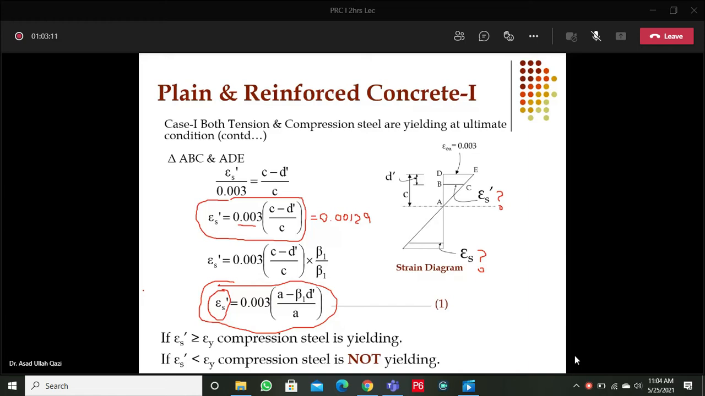Develop the habit of drawing the strain diagram and then deriving your equation quickly, because if you are right in plotting the strain diagram, you can quickly write this equation, no problem at all. So what we have got in our example problem is that if epsilon s prime is greater than or equal to epsilon y, compression steel is yielding. If it is less than epsilon y, compression steel is not yielding.